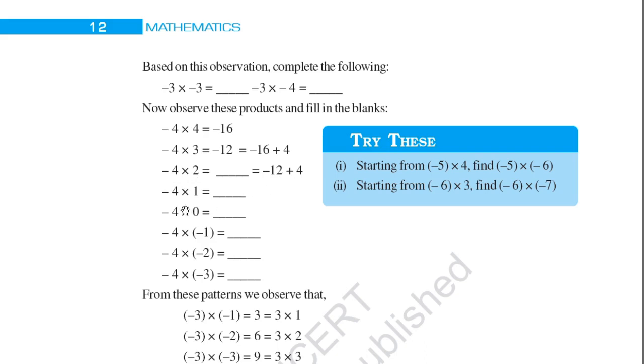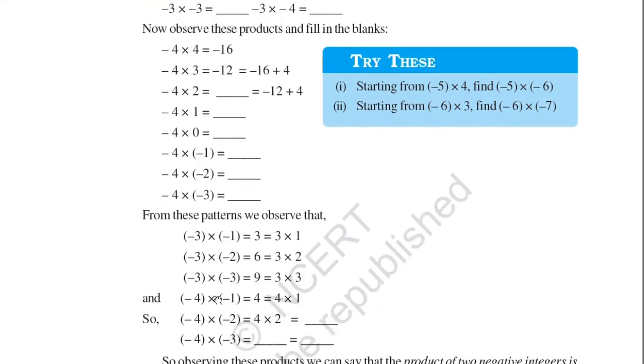Here also minus 4 into 1 is equal to minus 4, minus 4 into 0 is equal to 0. Anything multiplied by 0 will become 0. It may be negative, positive, anything, it will become 0. Here also minus minus will become plus 4. Minus 4 into minus 2 will become positive 8. Minus 4 into minus 3 will become plus 12.